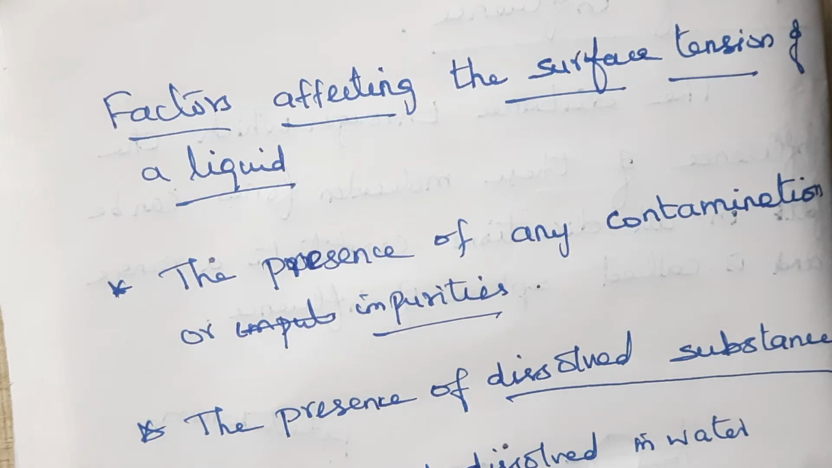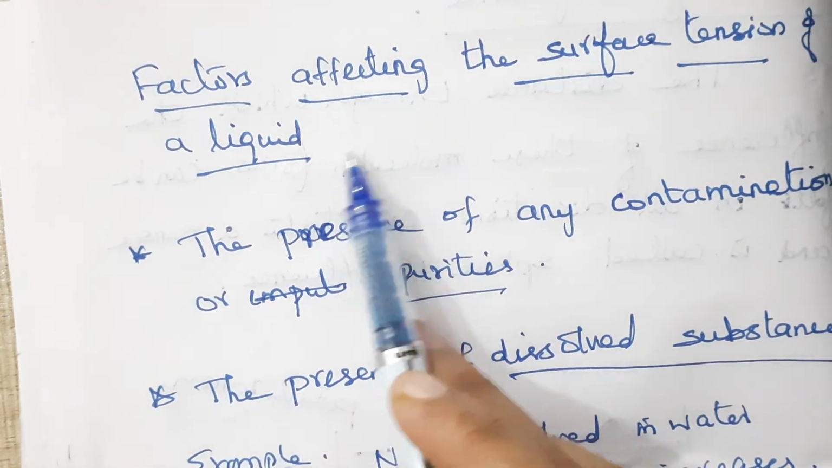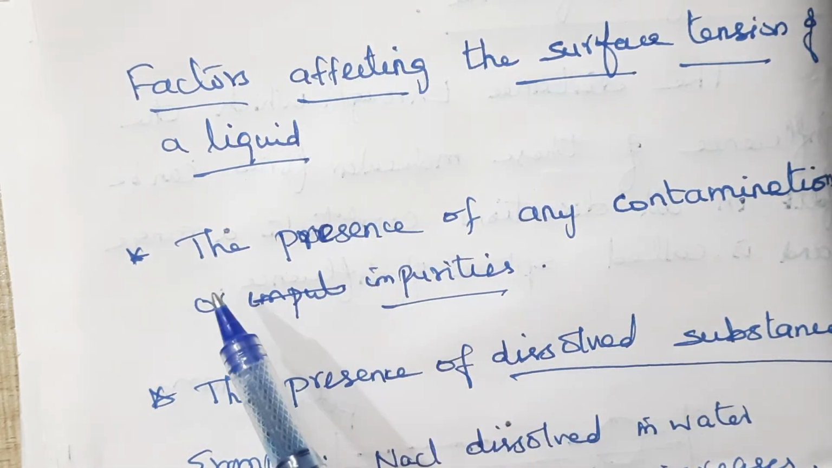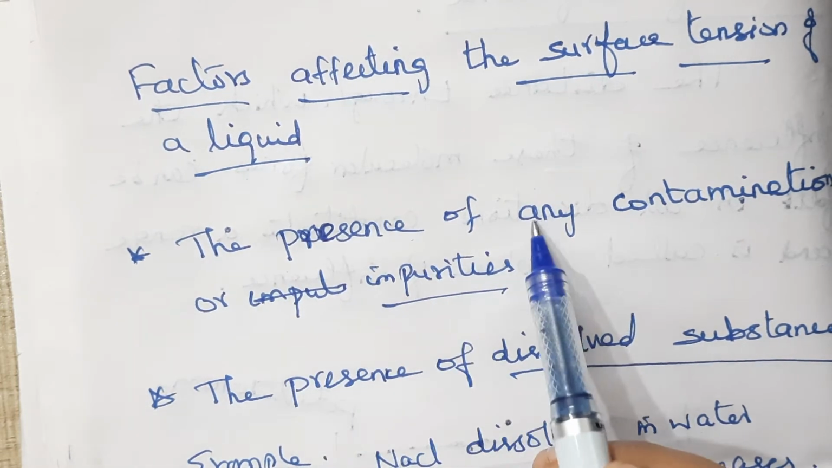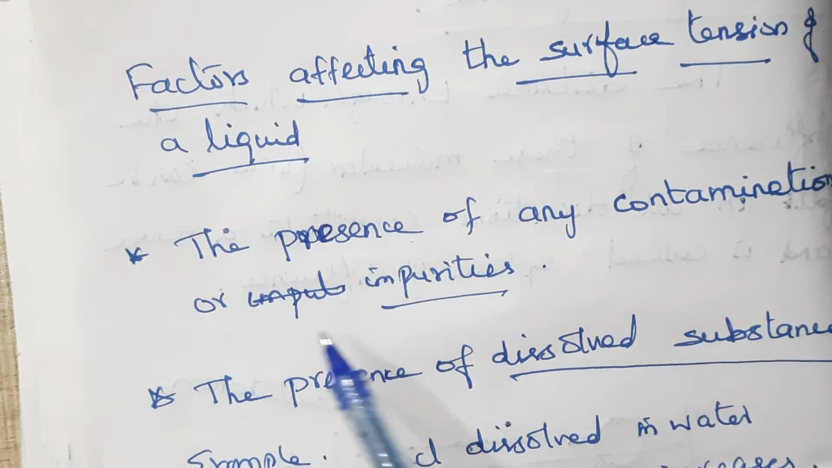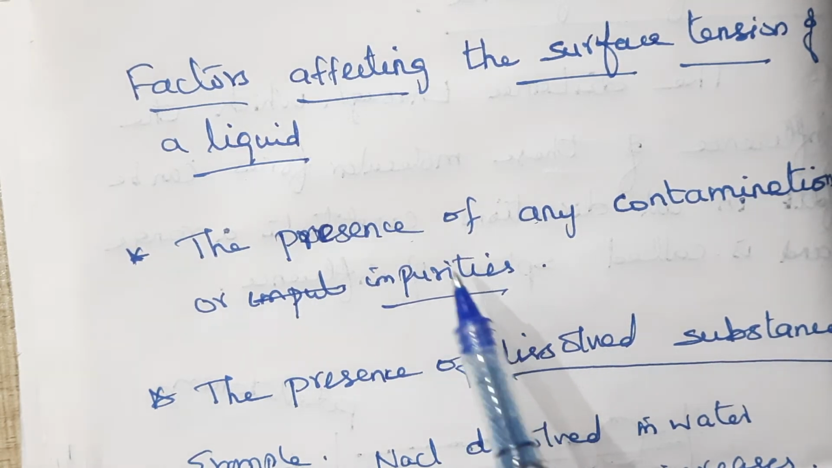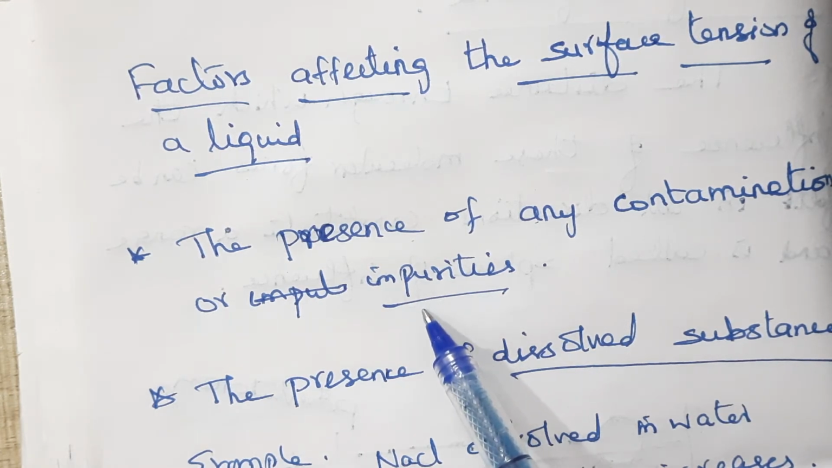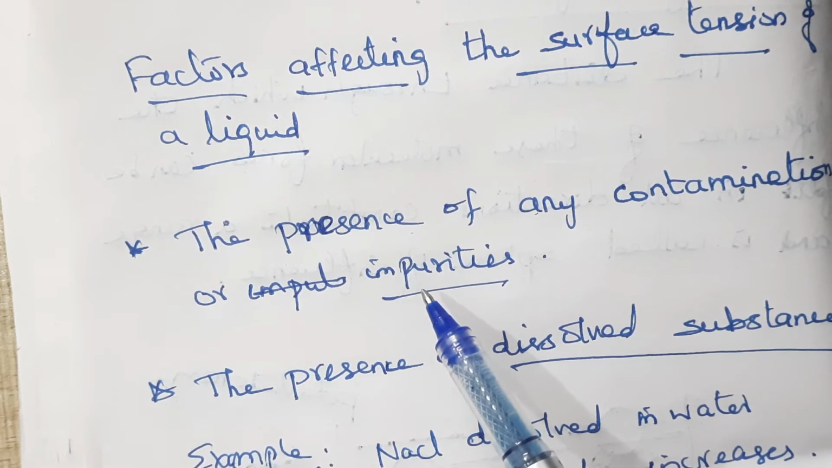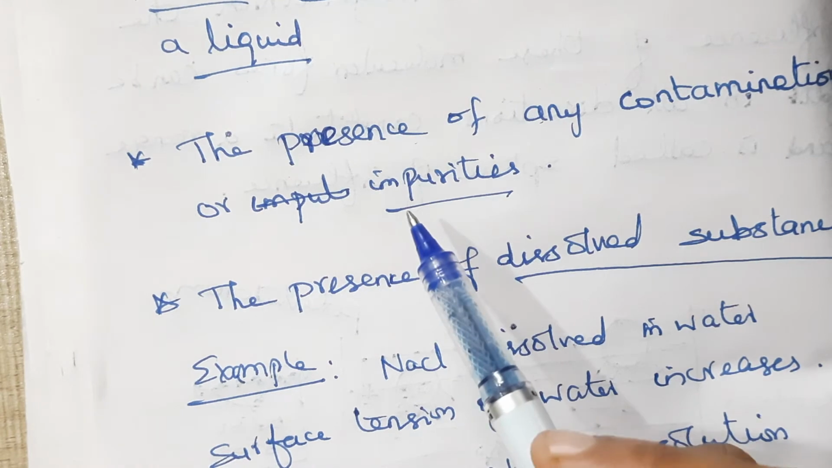Let's see the factors affecting the surface tension of a liquid. Okay, short answer. Factors affecting the surface tension of a liquid. The first point is impurities. The presence of any contamination or impurities will affect the surface tension, depending on the degree of contamination, the degree of impurities. The quantity of impurities, the surface tension will be affected.